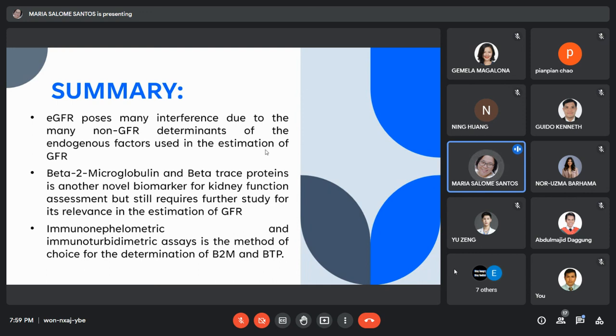And beta-2 microglobulin and beta-trace protein are other novel biomarkers for kidney function assessment, but still require further study for their relevance in the estimation of GFR. And lastly, the immunonephelometric and immunoturbidimetric assay is the method of choice for the determination of beta-2 microglobulin and beta-trace proteins.